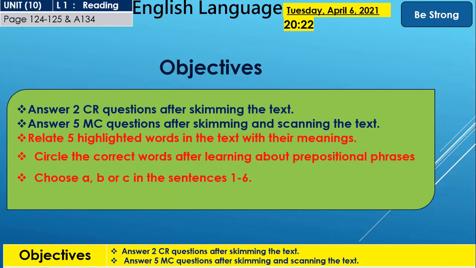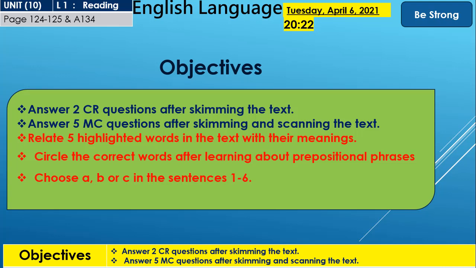And now let's identify our objectives for these two lessons. In the first one, we aim to answer 2 CR questions after skimming the text, and the second objective is to answer 5 multiple choice questions after skimming and also scanning a text.